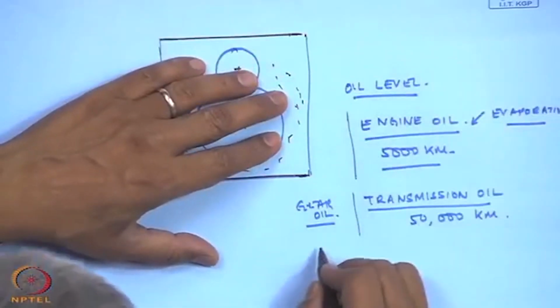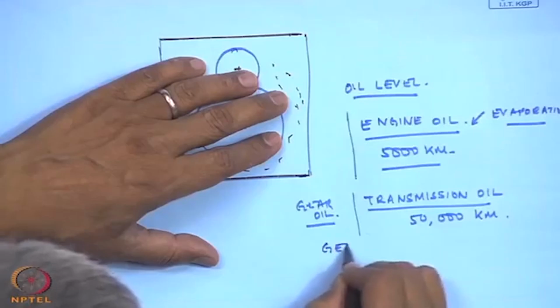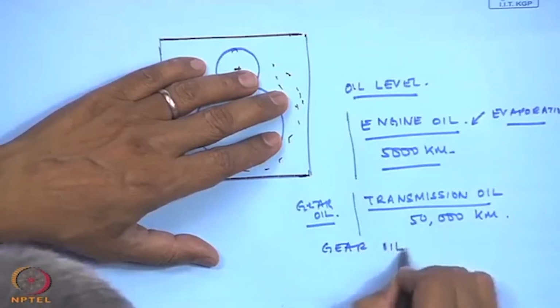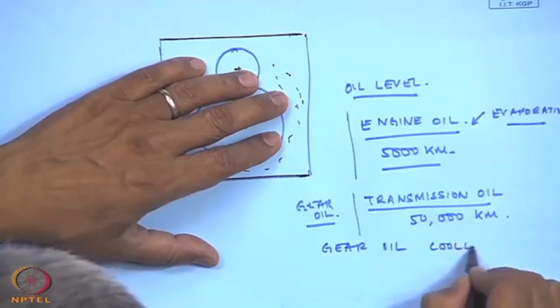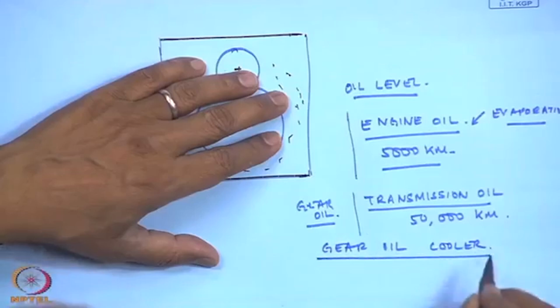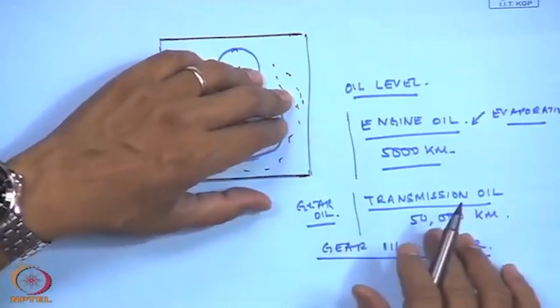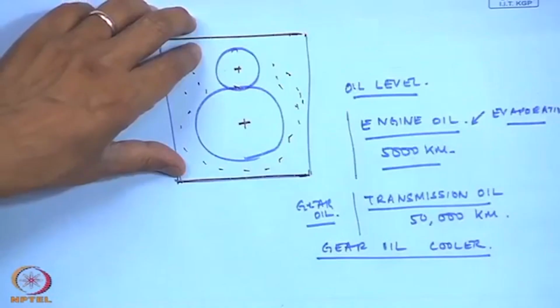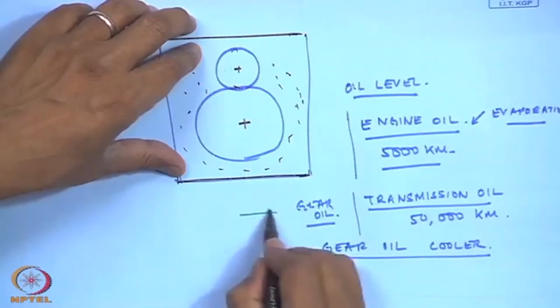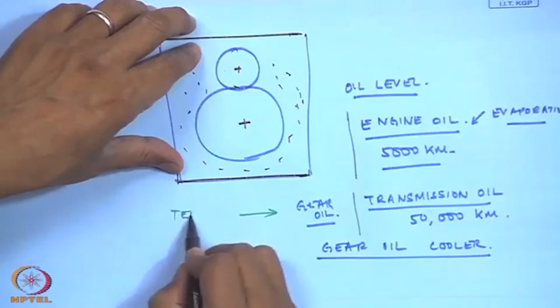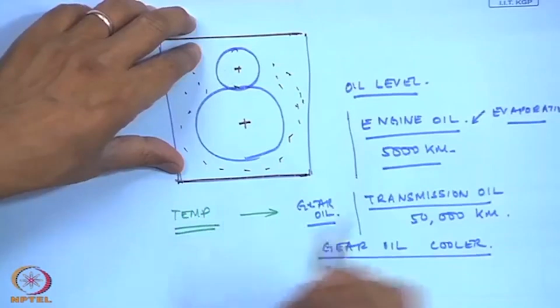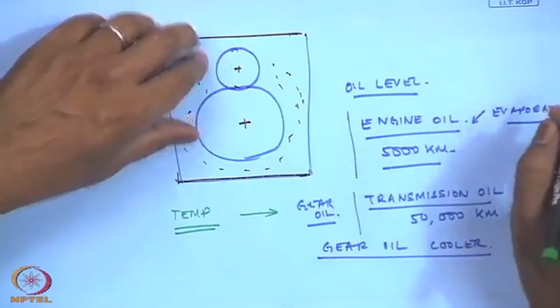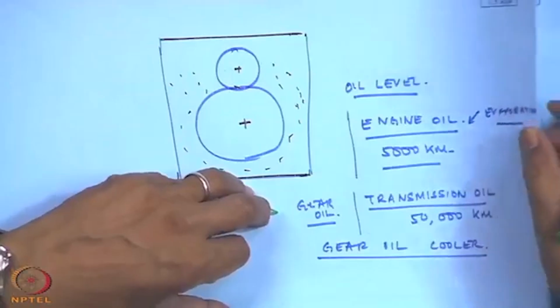Sometimes in some of the modern cars, where the transmission oil goes to even very high temperatures, they have what is known as a gear oil cooler. A small heat exchanger which is mounted next to the gear oil, so that it is cooled and put back in the system. The key idea here is that the temperature has to be monitored in such gear oils.